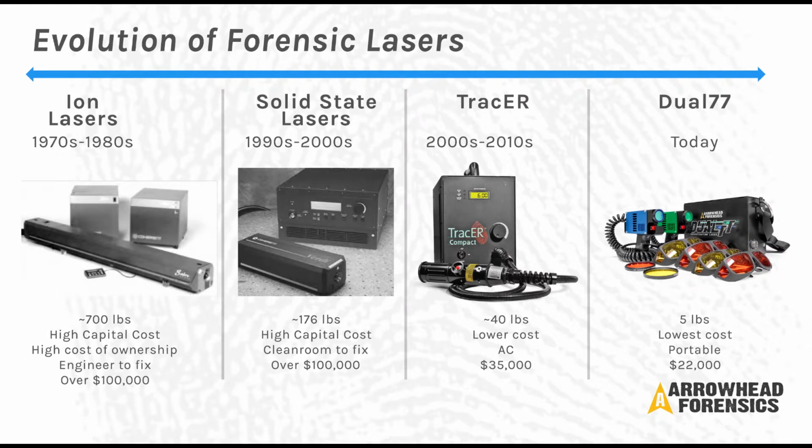Yeah. So ion lasers were developed back in the 70s, and they were big, large lasers, weighed over 700 pounds. You couldn't move them, but they were used to find evidence, because people found, whoa, if we had a big, powerful laser, we could find more evidence. But they were very expensive, 200,000, 250,000. And the maintenance just to keep them up was just crazy.